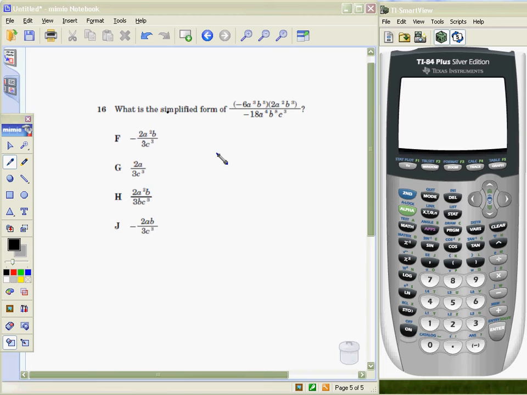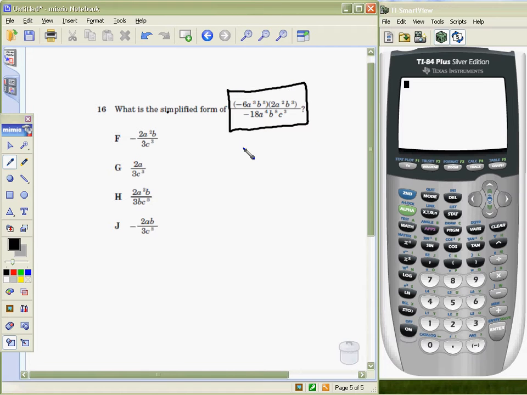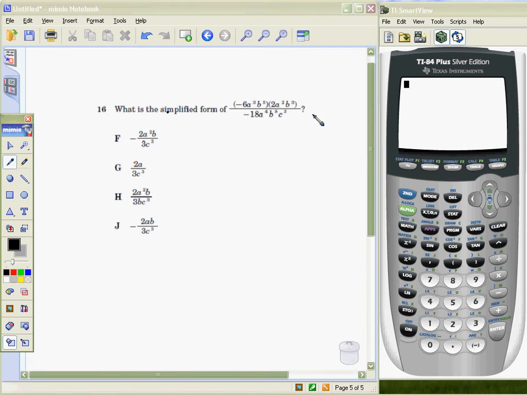16, what is the simplified form of all of this? And there are two ways we can approach this. One, we can do it by hand and use the law of exponents, which is fairly simple, and the other is using a calculator technique, and I will show you both. First by hand, since it's going to be quicker.